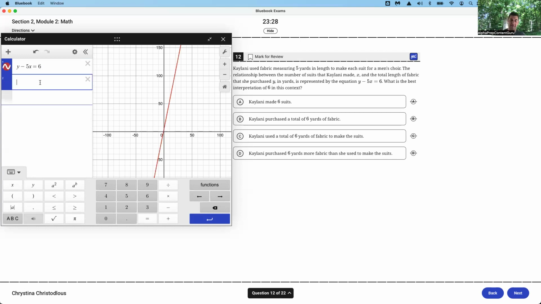So what I'm going to do is I'm actually going to go y equals, and then I'm going to go 5x plus 6.